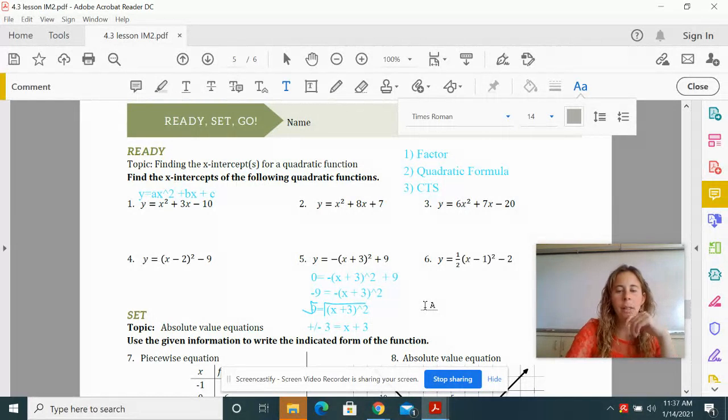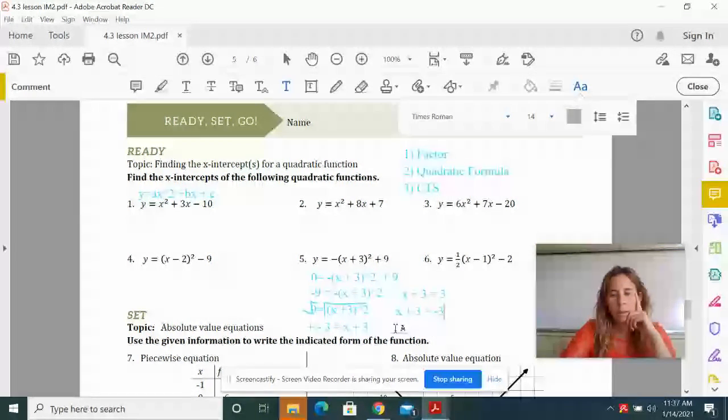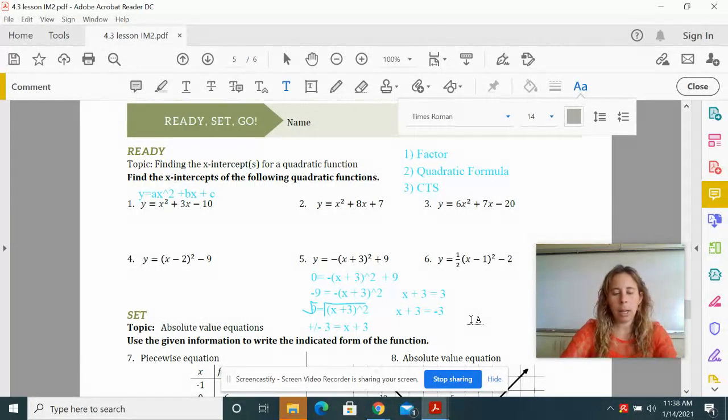Then x plus 3 is equal to positive 3, and x plus 3 is equal to negative 3. Okay, and then you would solve those for x. So you would subtract 3 from both sides. So on this one, you would get x equals 0 and negative 6. All right, so that's number 5. So you're going to do the same things for numbers 4 and 6. Moving on.